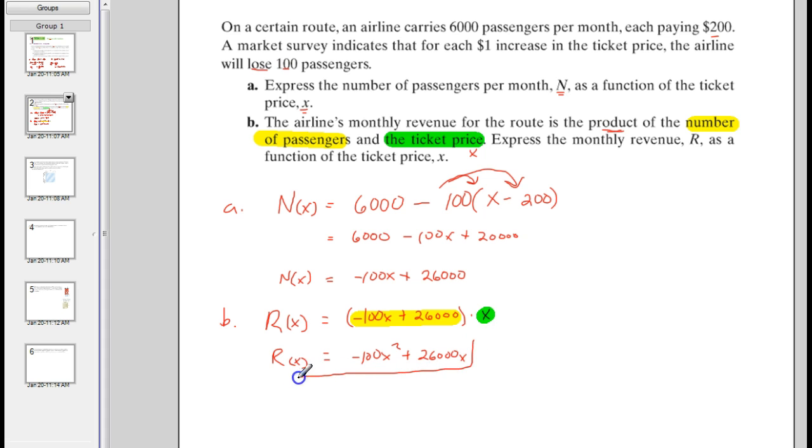And if you're a business major, or if you're thinking about becoming a business major, one of the things that you would want to know, and you would do in a calculus class, a business calculus class, is find the maximum revenue.